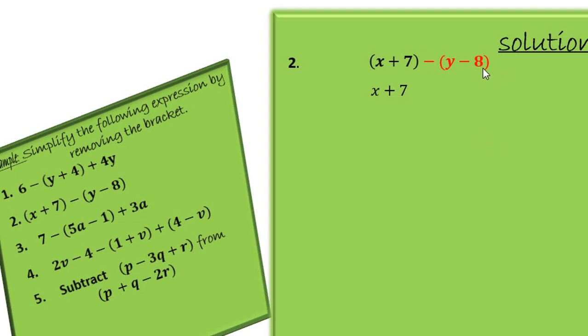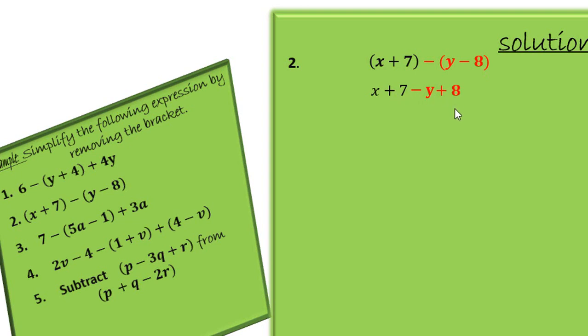So you're first going to be having a negative y. If you remember the other time, I said when a negative is multiplying a negative, what does it become? It becomes a positive. Then you have your 8. Just like I'm having it, you have your 8 here. So you're having x plus 7 minus y plus 8.